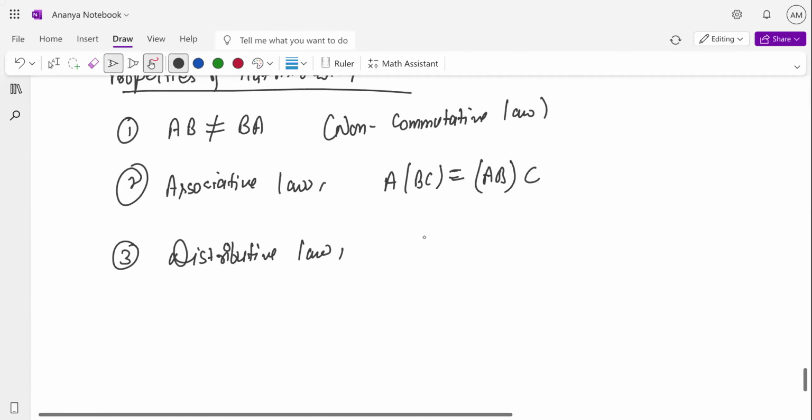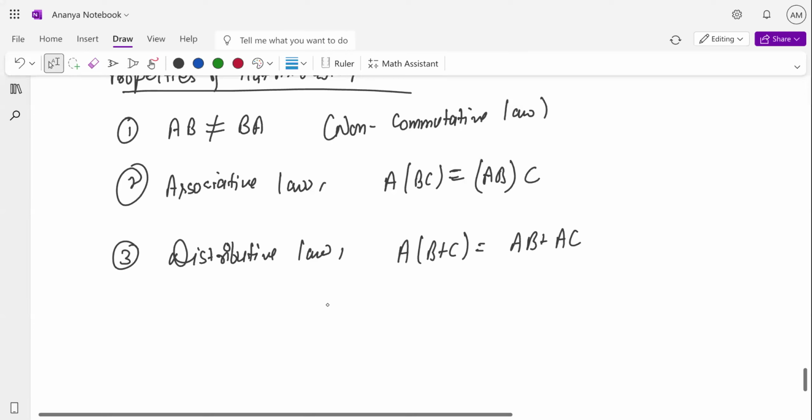Distributive law. What is that? A(B plus C) equals AB plus AC. But you have to check the order. You can't do it like going with AB and here going with CD. Understood? There should be AB plus AC, right? It should be AB plus AC. Fine.